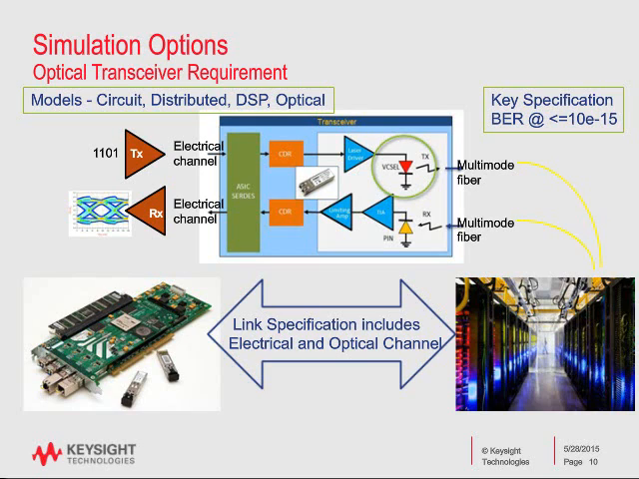Bear in mind, I should have mentioned that you've got different kinds of models here that you need to work with, and that's one of the tricky things. There's circuit level models. There's distributed structures, that's transmission lines. There will be DSP typically in here for equalization, clock and data recovery. And then as well as the electrical, there will also be the optical section, which includes the VCSEL and the fiber and the PIN diode and the receiver.